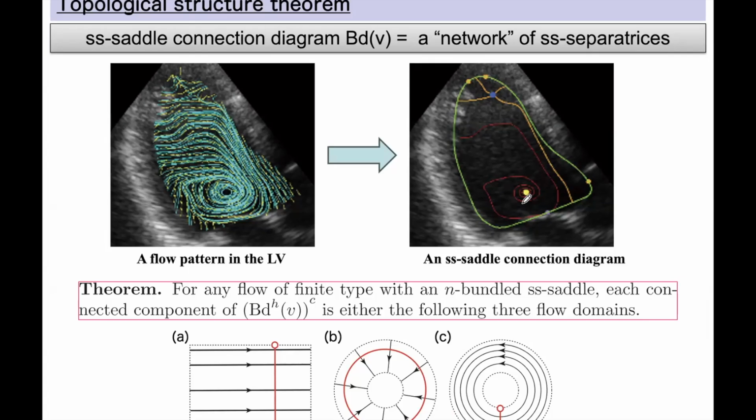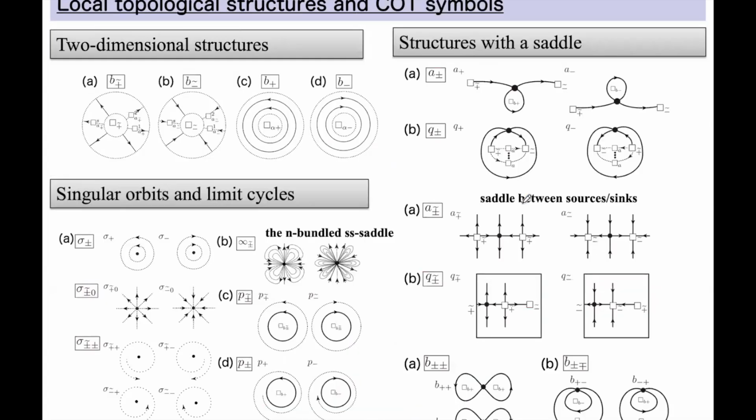Here is the mathematical theorem. We show that for any flow of finite type with n bounded saddles, each connected component of the complement of this saddle connection diagram is one of the following three flow domains: a flow box, a source-sink annulus, or a periodic annulus. By using this fundamental theorem, we can do the same as we have shown in the first three slides for the TFDA.